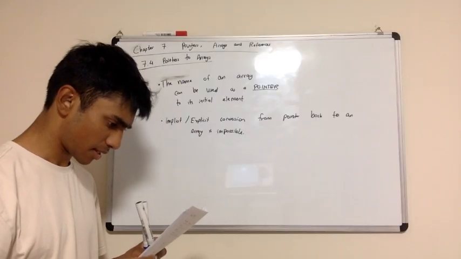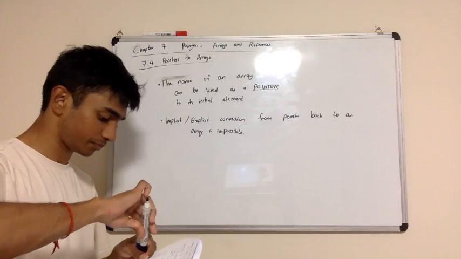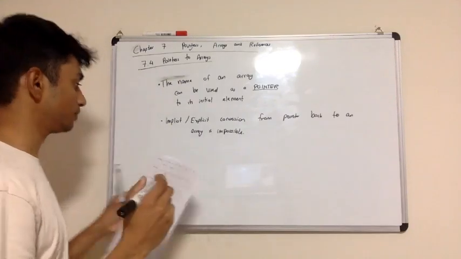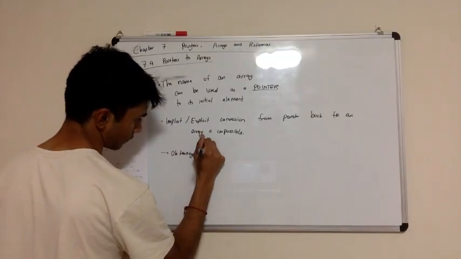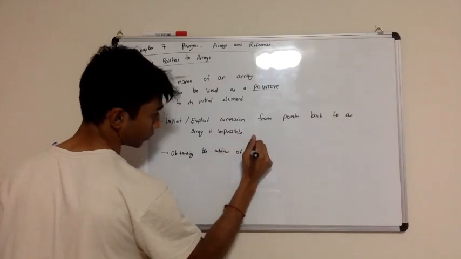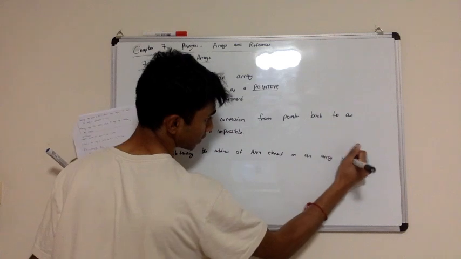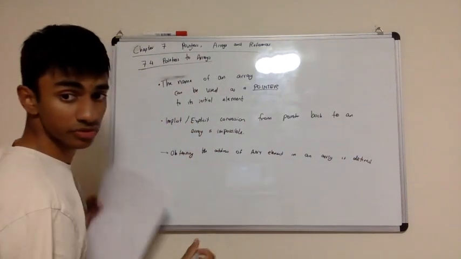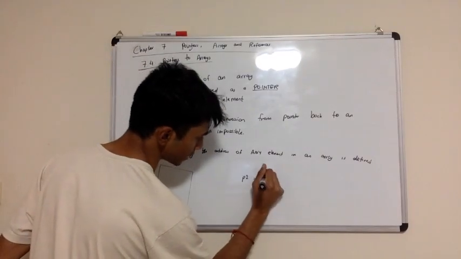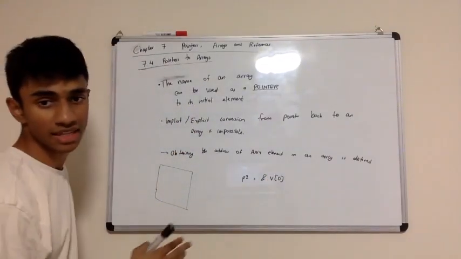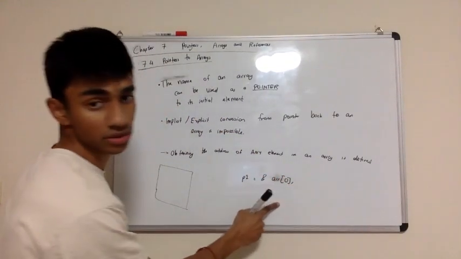Now, something to mention: obtaining the address of any element in an array is defined. Hopefully that's relatively intuitive. Maybe I'll write it like this. Before I wrote p2 equals ampersand arr[0], right? That was the example I used before.